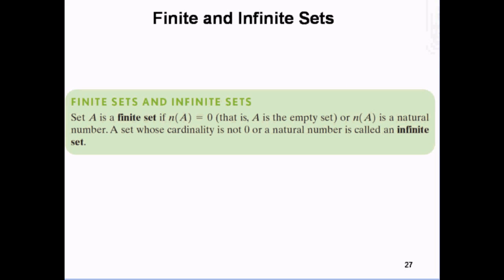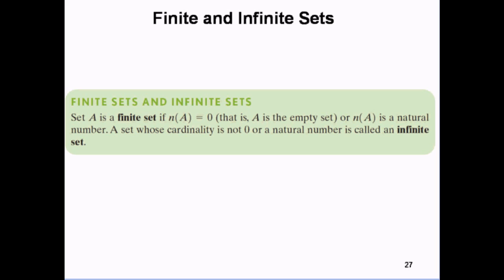Okay, so a set is finite if the cardinal number is either 0 because it's the empty set, which nothing is measurable because there's nothing there, so you can measure that there's nothing. Or that the cardinal number is a natural number, some number, 4, 3, 29, 576, whatever. We can count the number of elements in the set, even if it's a large number, if it's countable, it's finite. If it ends, it's finite.